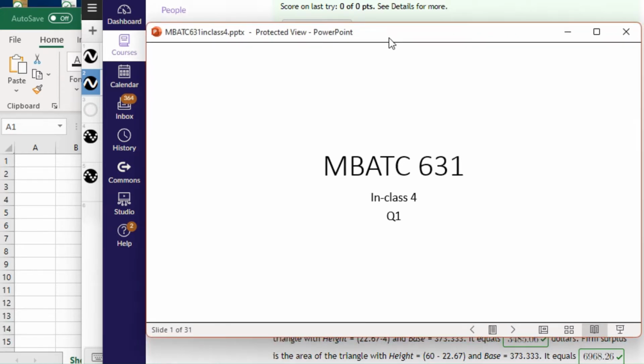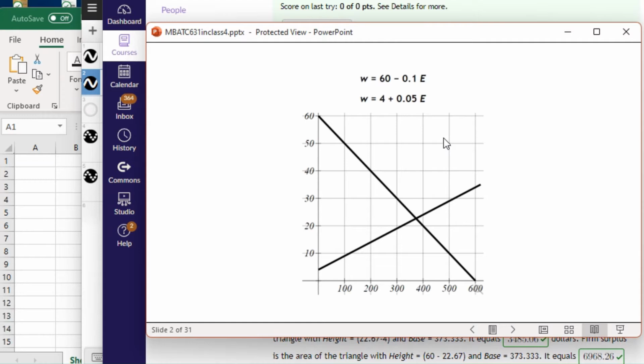So I open up our little PowerPoint that goes along with this discussion, and I have it graphed in the PowerPoint so you can see how your version of this problem should be graphed. Again, we have the wage on the vertical axis. We have E on the horizontal axis because this is the number of employees in this labor market. We have the downward sloping line labeled D for demand, and the upward sloping line labeled S for supply. We got these numbers from Desmos. The marginal worker and the marginal firm agree to a wage of $22.67 per hour. This results in 373.333 employees being employed in this labor market, all being paid this wage.